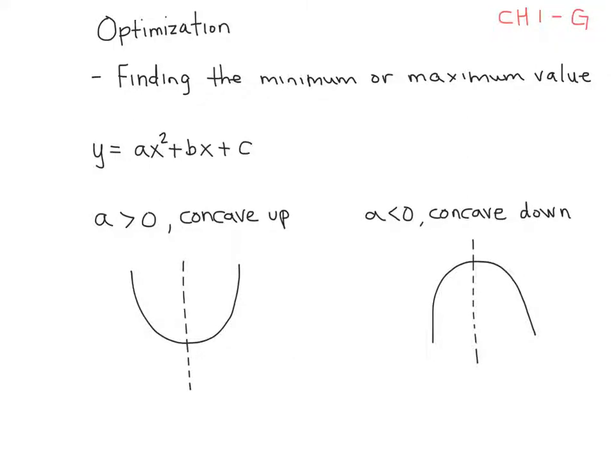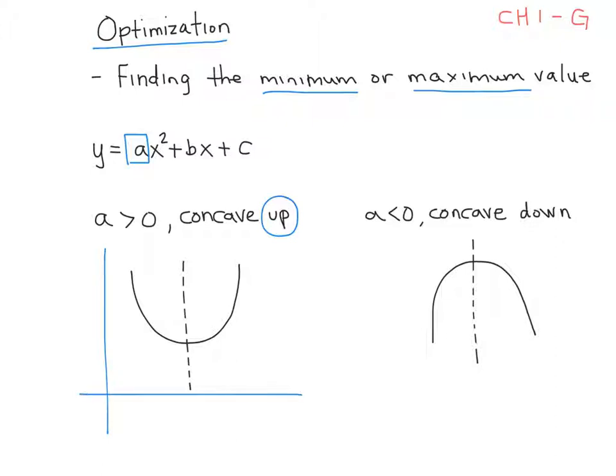In this video, we will talk about optimization. Optimization is finding the minimum or maximum value. Given a quadratic equation, y is equal to ax squared plus bx plus c, when a, the leading coefficient, is greater than 0, it's concaved up. When the graph is concaved up, think of this in a Cartesian coordinate. The y value is the smallest at the axis of symmetry. Axis of symmetry, x is equal to negative b over 2a.